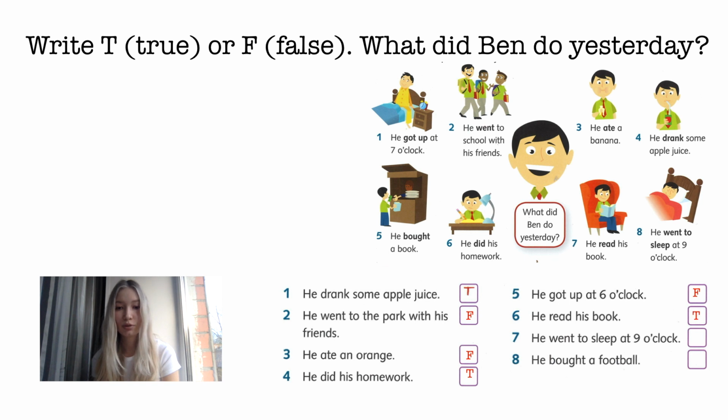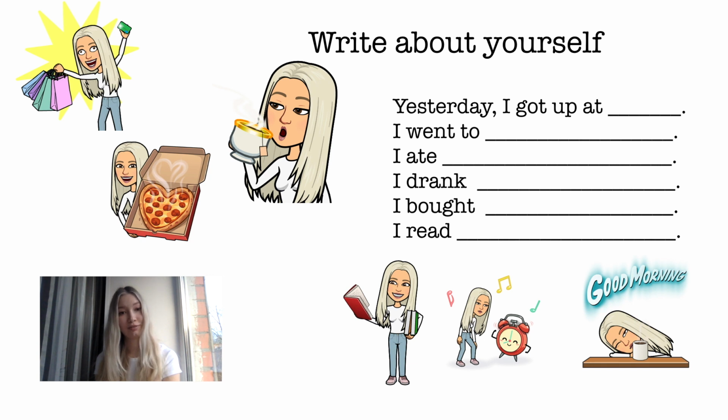He read his book. Yes, that's true. Number 7, he went to sleep at 9 o'clock. This is also true. And number 8, he bought a football. No, that's false because he bought a book. Okay, and now you need to write about yourself. So yesterday I got up at, I went to, I ate, I drank, I bought, and I read. So write your sentences in your copybooks and then come back and we will move to the next slide.